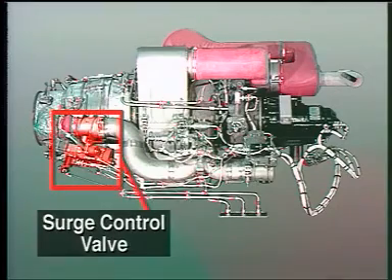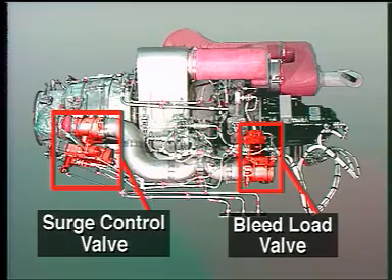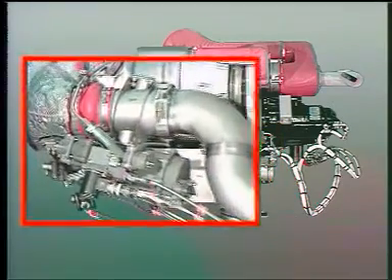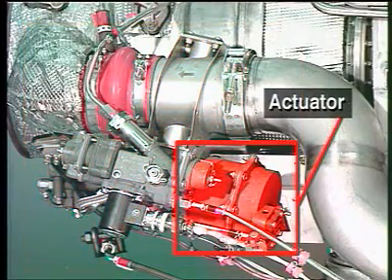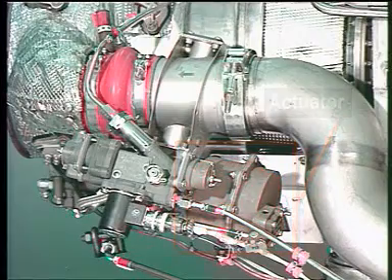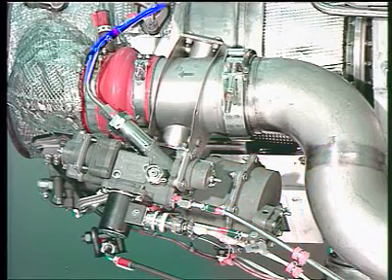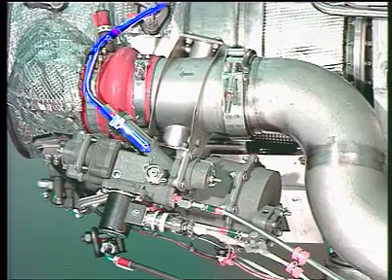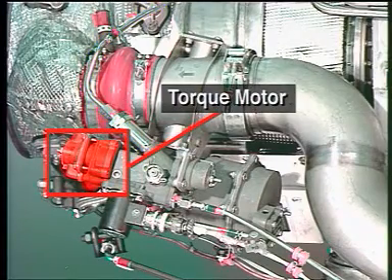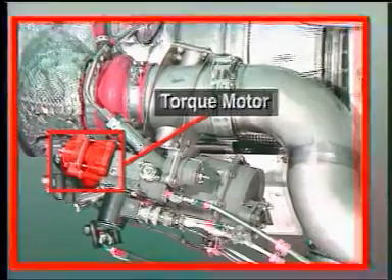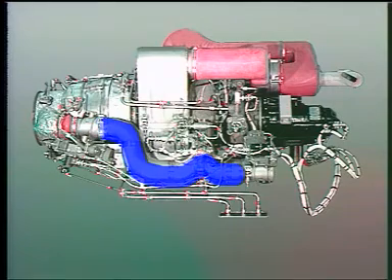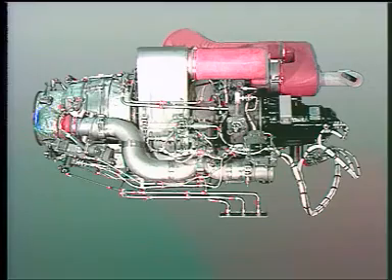The load compressor discharge airflow is controlled by the surge control valve and the bleed load valve. The surge control valve is installed on the rear of the bleed air manifold. The surge control valve is operated by an actuator which uses high-pressure air from the power section compressor. The actuator is controlled by a torque motor, which is controlled by the electronic control box. The surge control valve opens during the APU shutdown cycle and vents the unused air to the APU exhaust.